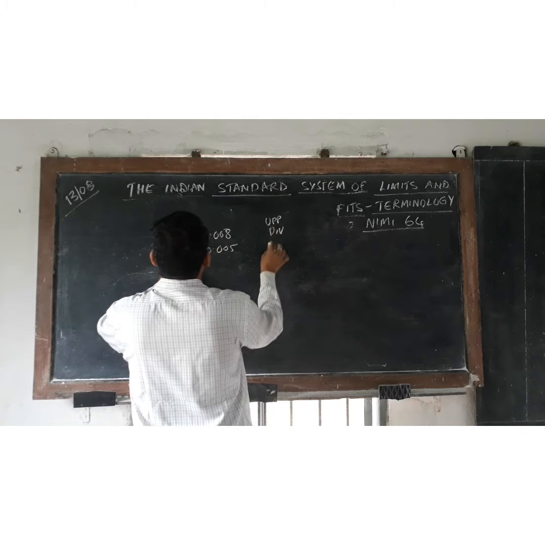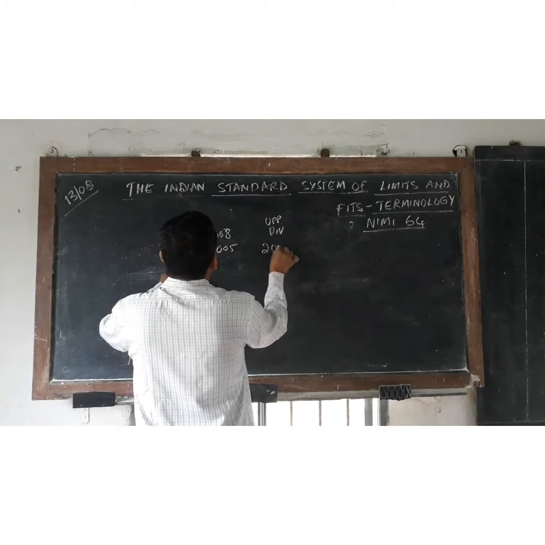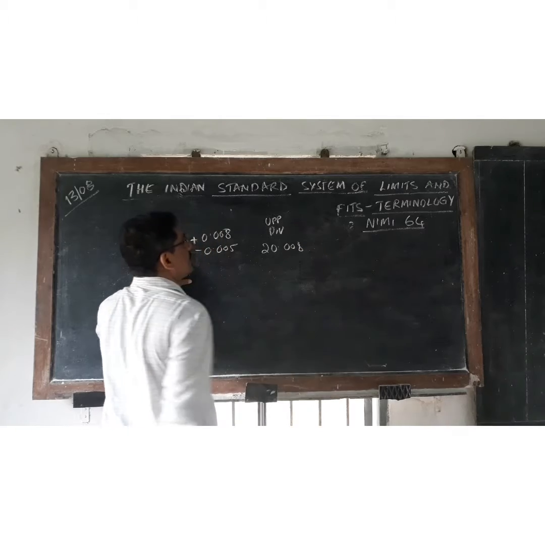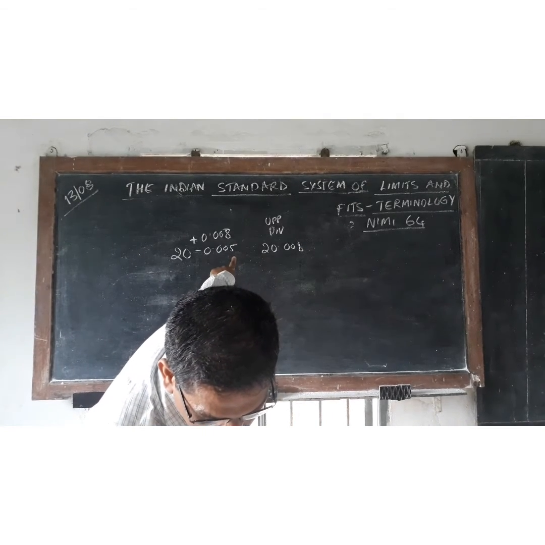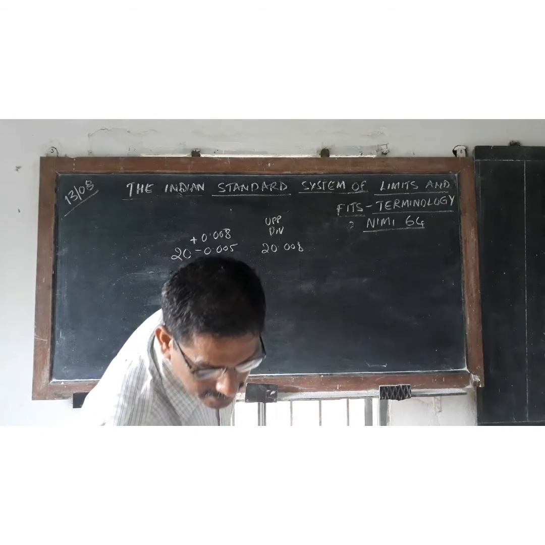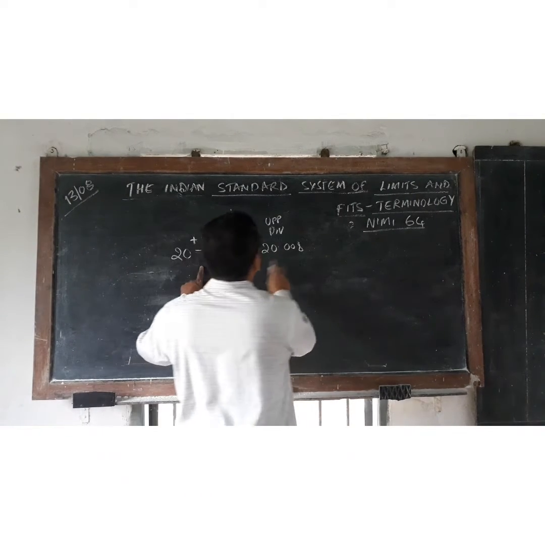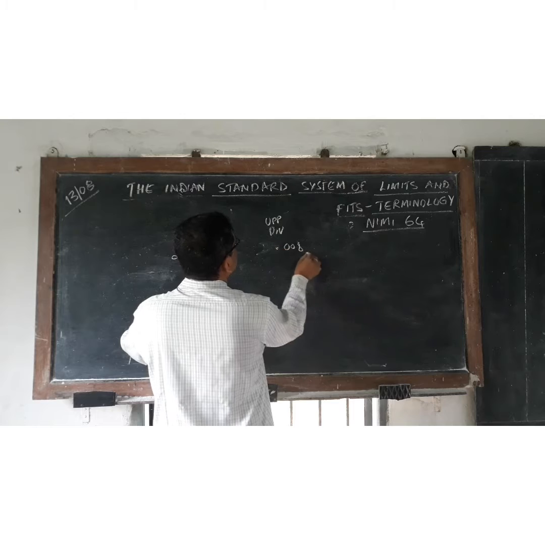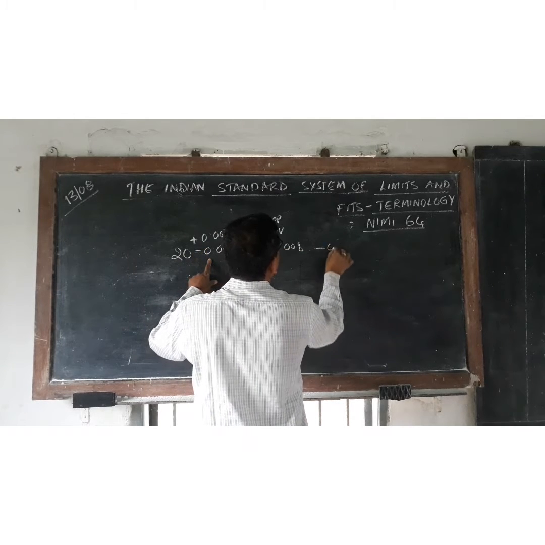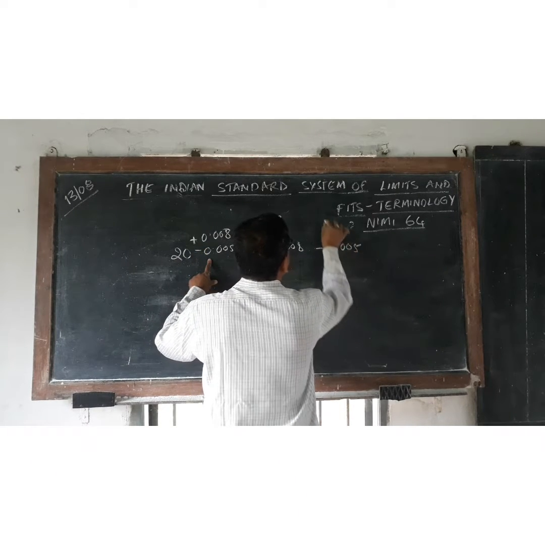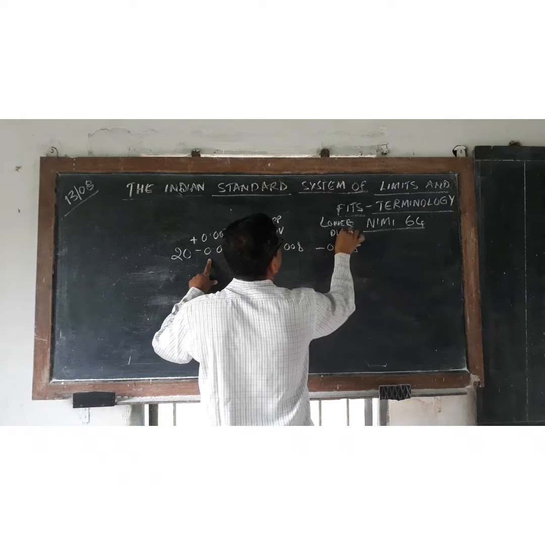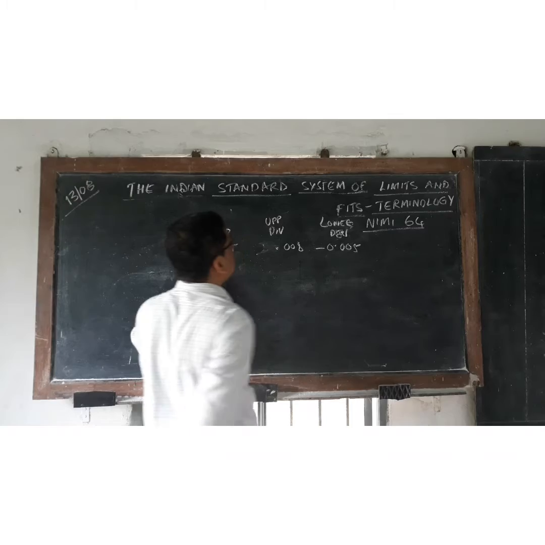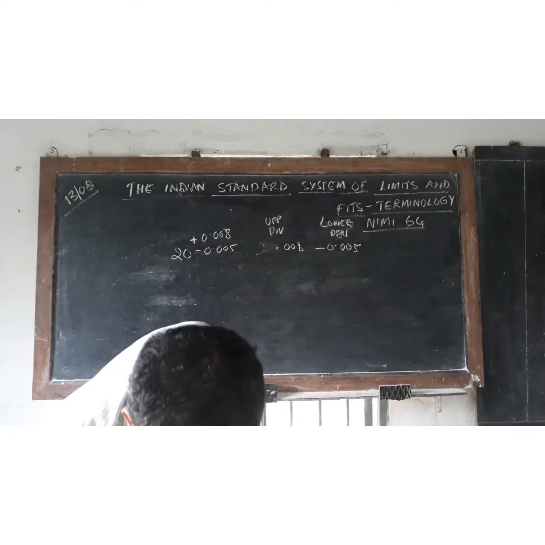I won't write in full. Upper deviation is 0.008, okay, upper deviation 0.008, and lower deviation, only deviation, okay, lower deviation minus 0.005. It is the lower deviation.